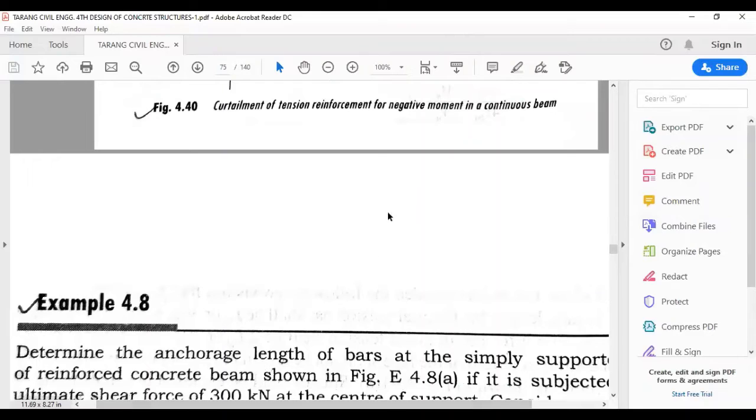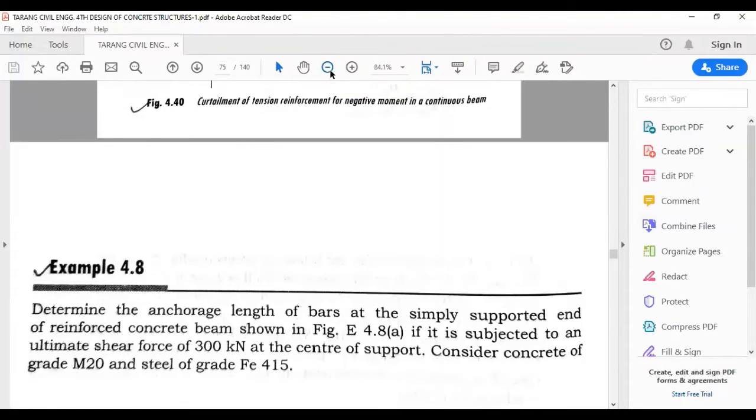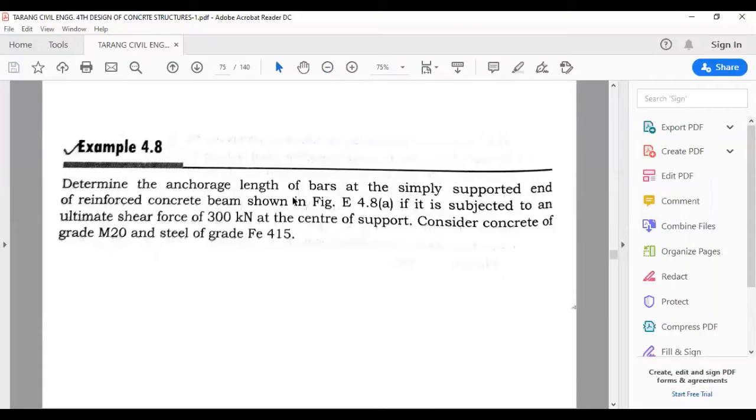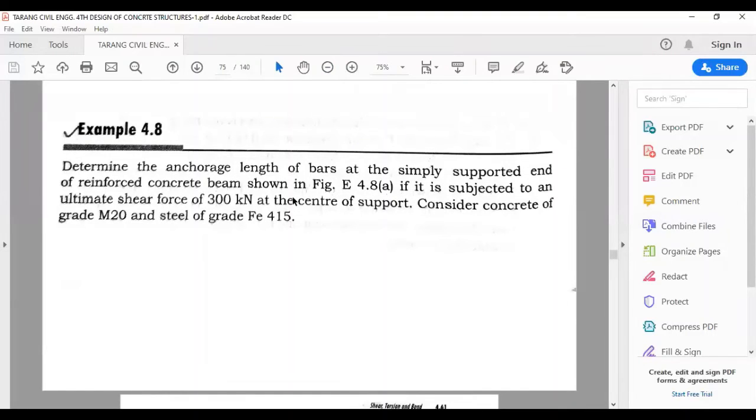So we'll move to a numerical now. You can pause the screen and note down the question. Determine the anchorage length of bars at the simply supported end of the reinforced concrete beam as shown in the figure below, if it is subjected to an ultimate shear force of 300 kilonewton at the center of support. Consider concrete of grade M20 and steel of grade Fe415.